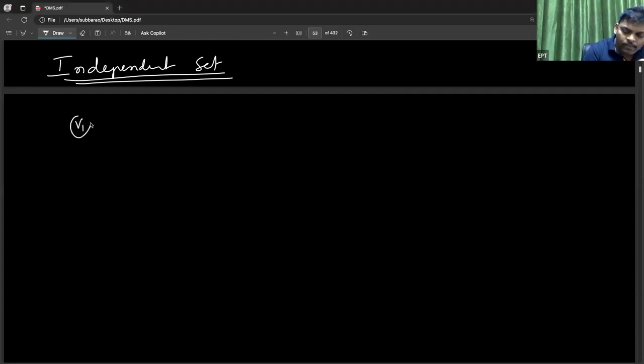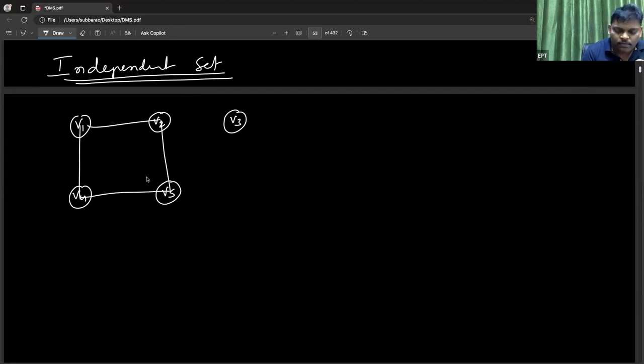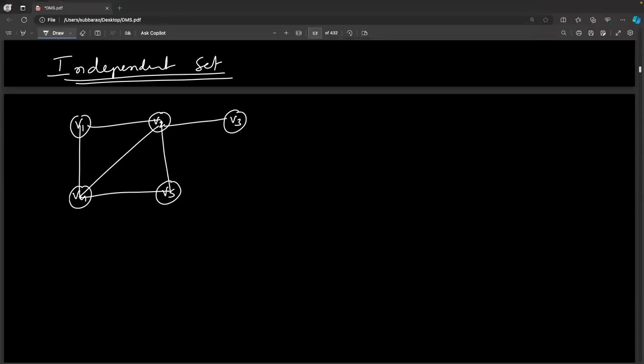V1, V2, V3, V4, V5. Just concentrate on this only. Don't concentrate on anything other than this. Only names and some examples are enough. Topic is independent set. It is a graph only.